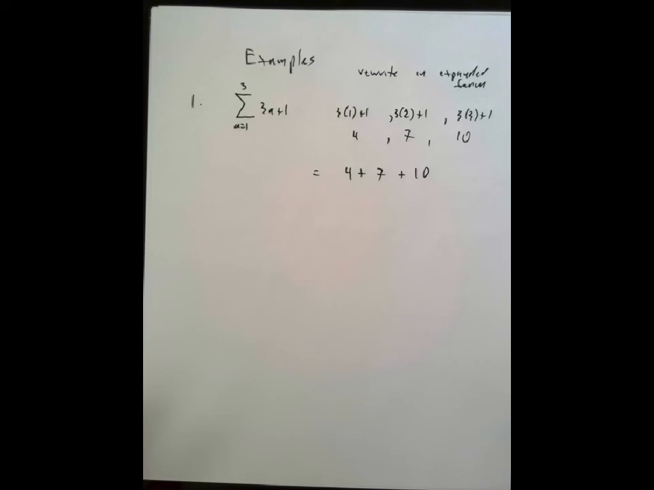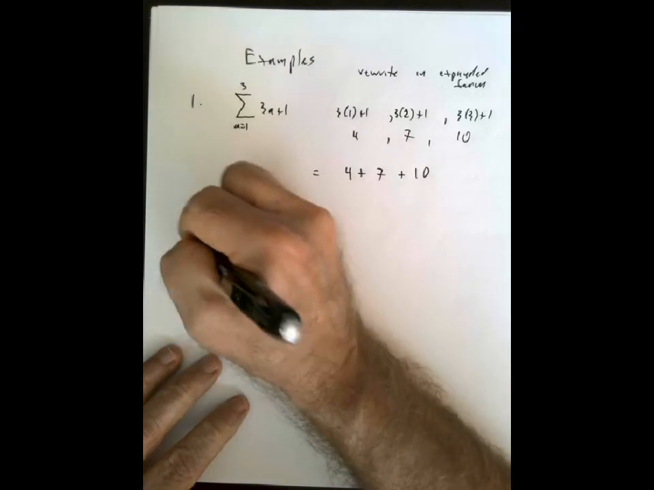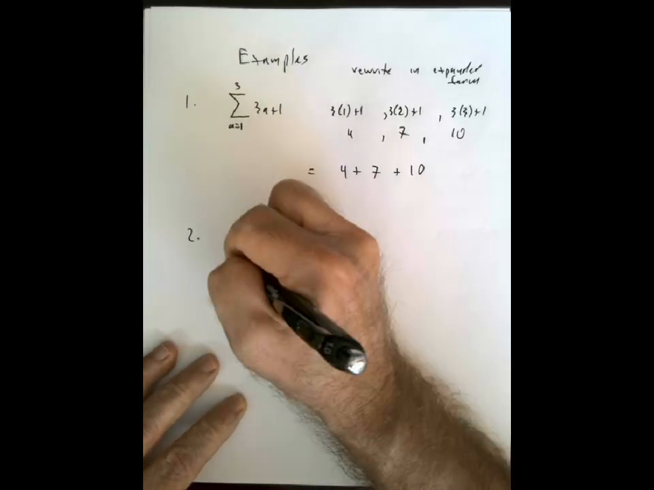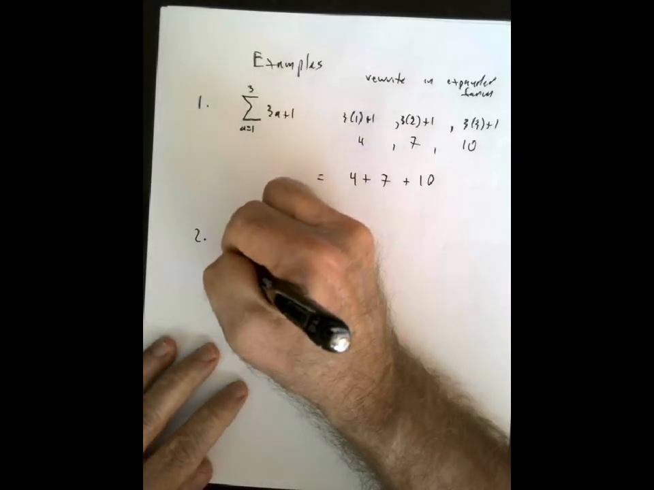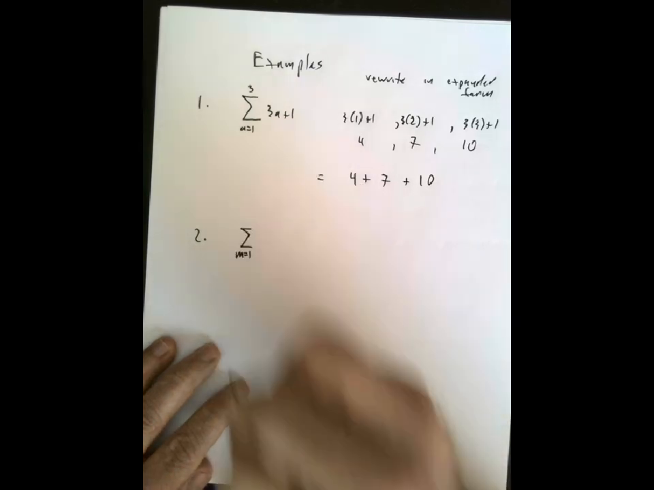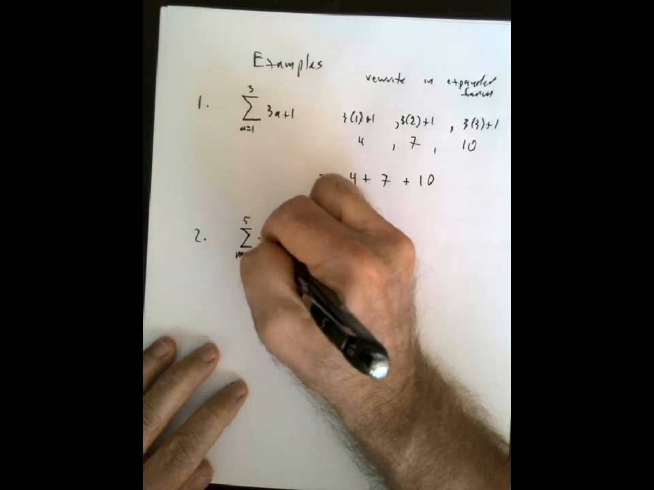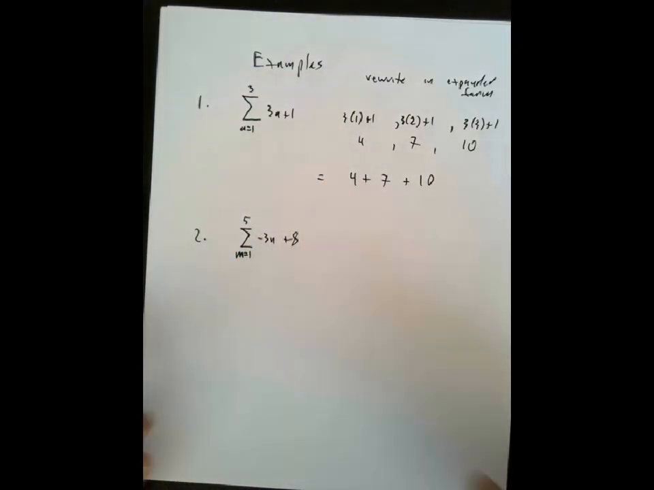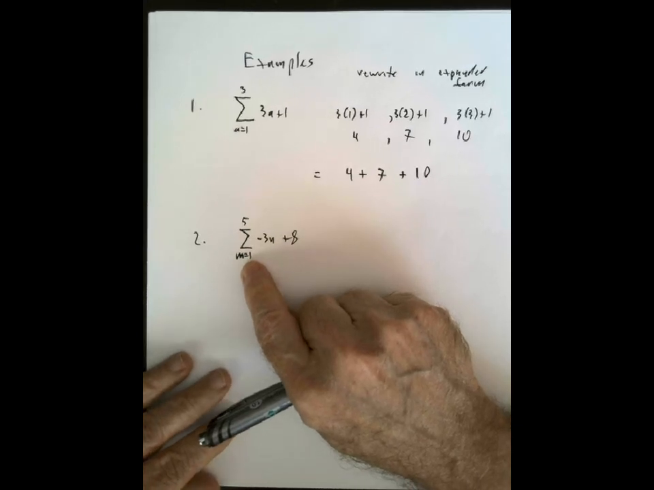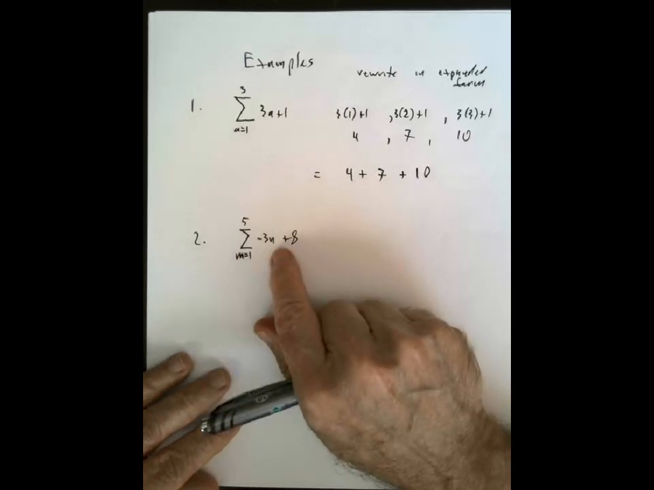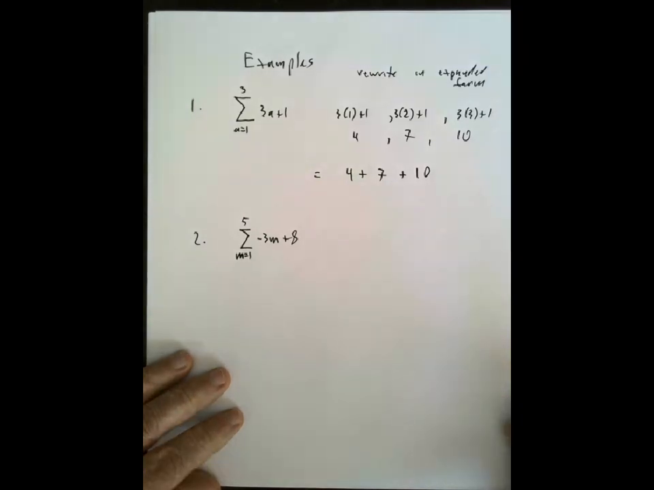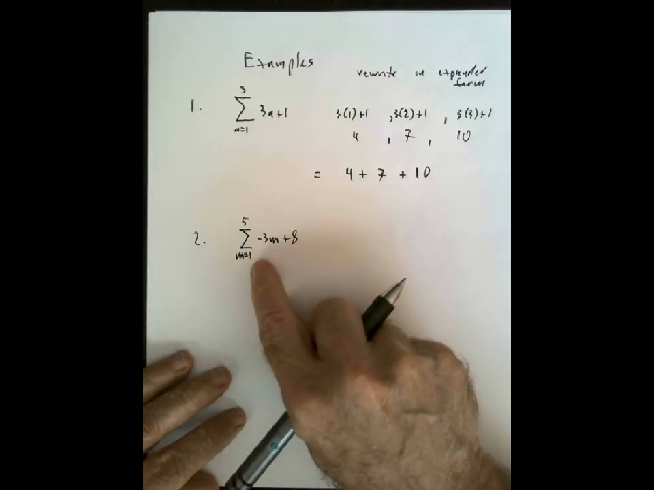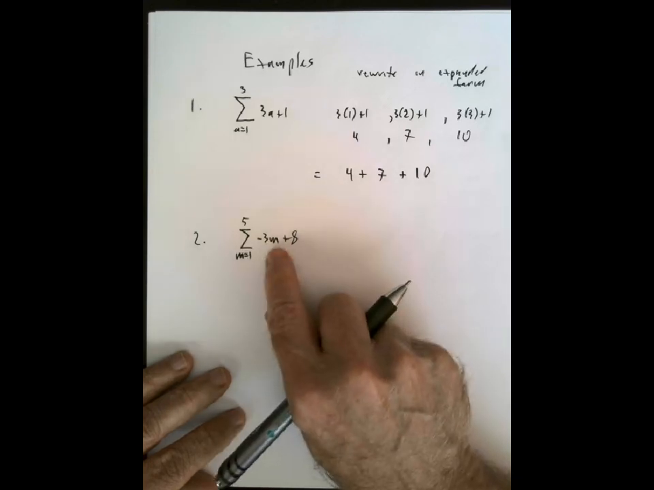Or let's say we had this one here, and I'll say m for this one. M is equal to 1 to 5 of negative 3m plus 8. This says expand out the first 5 terms of the series, whose formula that generates the terms of this series is negative 3m plus 8. Well, we just in turn put 1 and then 2 and then 3 and then 4 and then 5 in to generate the first 5 terms.